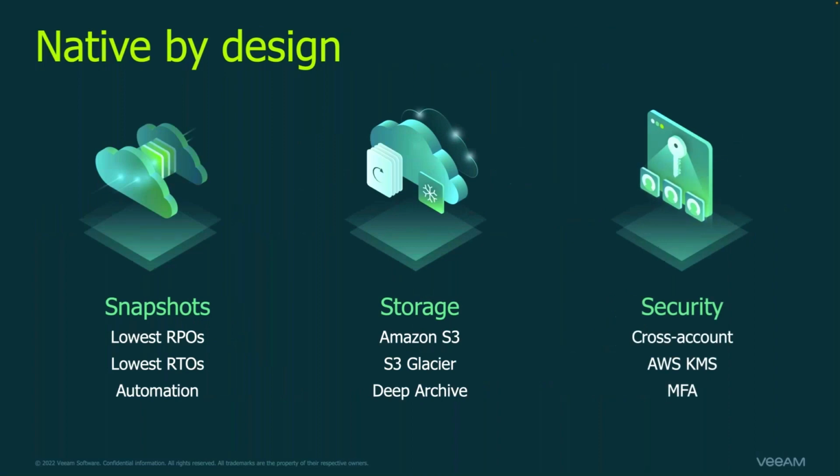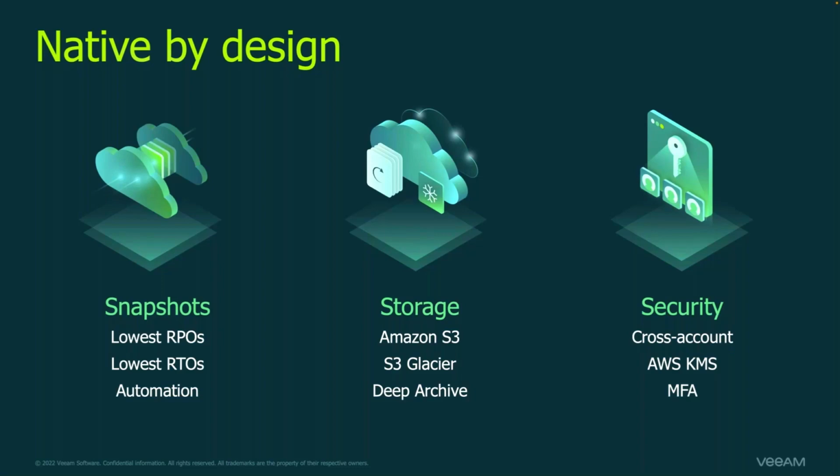So native by design, what do we mean? We have the capability to perform snapshots that give you the lowest RPO by snapshotting your EC2 instances, and the lowest RTO for quick recovery, all through automation by scheduling, without having to do any coding. Of course, to manage the cost, we back up to object storage such as Amazon S3. For anything longer term, where you need to meet retention policies, you can leverage S3 Glacier or S3 Glacier Deep Archive to manage your costs.